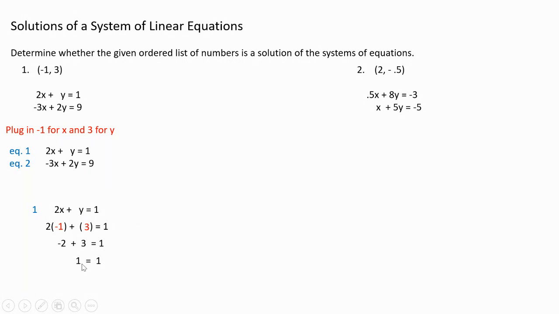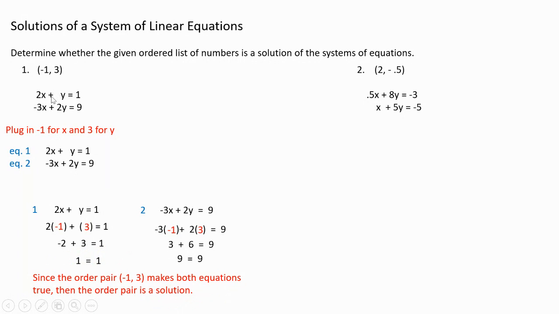But here, since it's true, we continue to equation number 2. And again, we do the same thing. We plug in -1 for x and 3 for y. So we get 3 plus 6, so we get 9 equals 9. So that means that this point is a solution to these two equations, which means that's where they intersect. Okay? Okay, now, let me continue here.